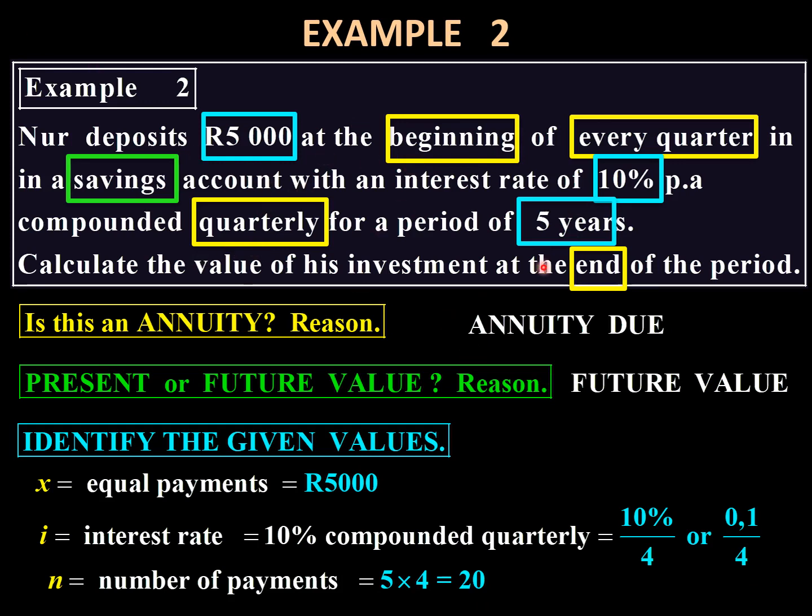What's important is that you read, and this was the key, beginning. So you must read carefully, and it will be advisable for you to highlight there. So beginning means it's an annuity due. The payments are not made at the end. So you have to be careful. We'll have to adjust our future value formula that's on the information sheet.